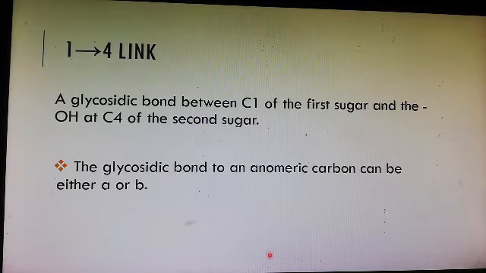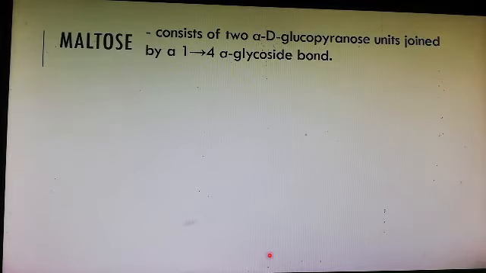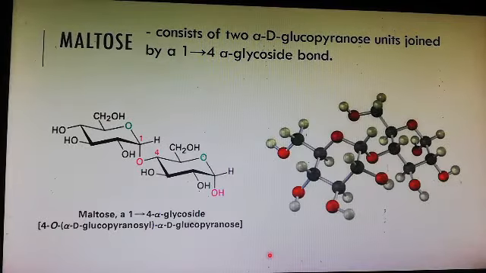So, let's have ang sugars, ang disaccharides that has 1-4 link ay ang ating maltose at ang cellobiose. So, let's have first the maltose. Maltose consists of 2 alpha-D-glucopyranose units joined by a 1-4 alpha-glycosidic bond. So, ito yung ating maltose.